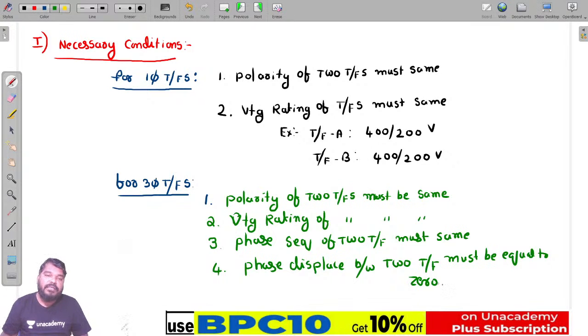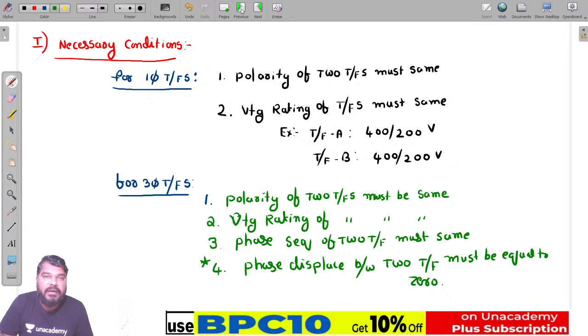So this is a very important part. The phase sequence of the two transformers must be equal to 0. In the vector group we have discussed what the phase displacement is between the primary line voltage and secondary line voltage. But here, the phase displacement between the two transformers must be equal to 0.